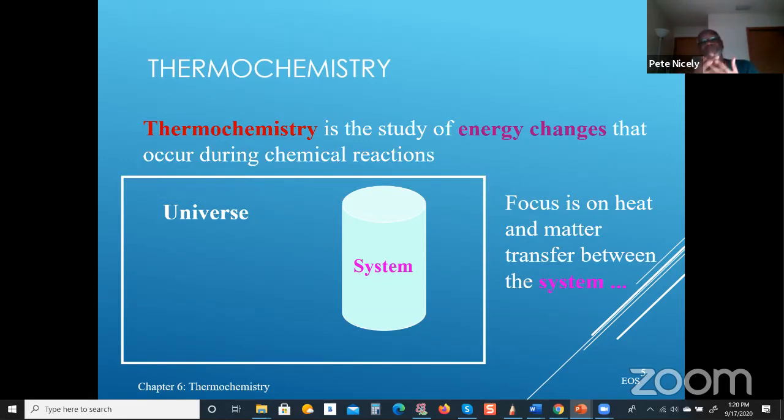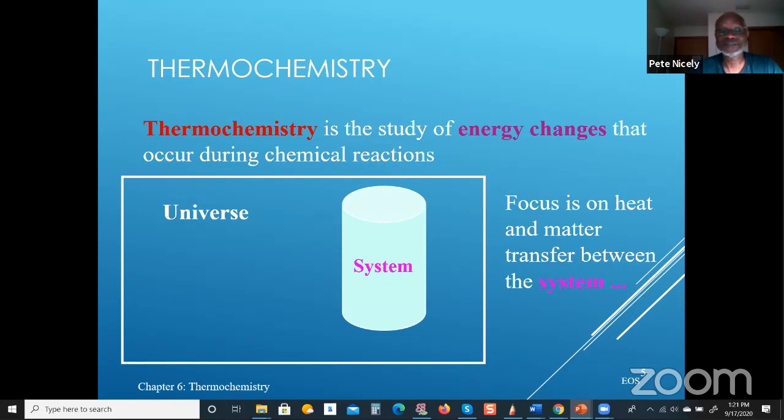And in thermochemistry, we are focused on the exchange that takes place between the system and the rest of the universe, the surroundings, especially when it comes to heat flow, right? So we're concerned with whether or not a process takes place in a system, and as a result, heat is either lost by the system or heat is absorbed by the system from the surroundings.